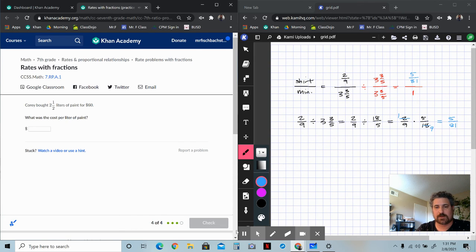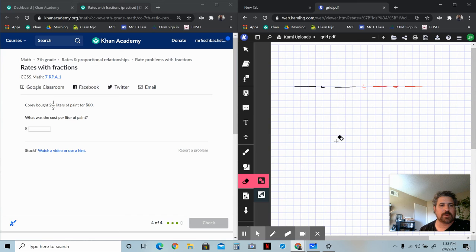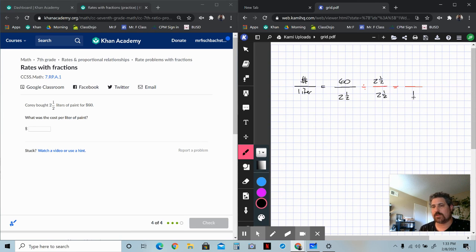Let's do the next one. All right, so this one says Corey bought 2.5 liters of paint for $60. What was the cost per liter of paint? So once again, the idea there is per liter, we know that liters are going to go on the bottom, and that means the cost goes on top. So it's cost over liters, and it tells us that he paid $60 for 2.5 liters. Okay, so that's your initial ratio. You want the value not of 2.5 liters, you want to know the cost of 1 liter. So you're going to divide top and bottom by 2.5, and you're going to end up with the unit rate, okay, which is going to be the cost per liter.